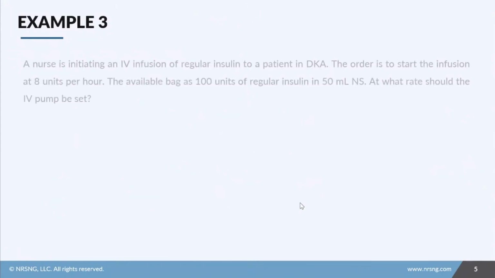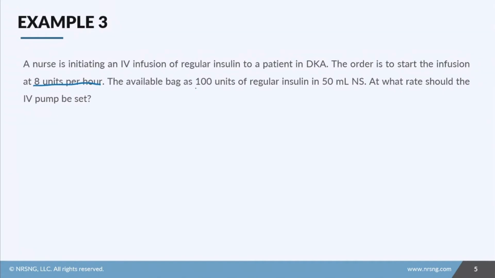All right, let's look at the next one. Again, we're going to work with dimensional analysis from now on. A nurse is initiating an IV infusion of regular insulin to a patient in DKA. The order is to start the infusion at 8 units per hour. The available bag has 100 units of regular insulin in 50 milliliters of NS. At what rate should the IV pump be set?